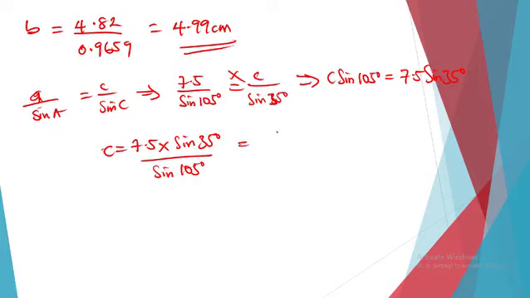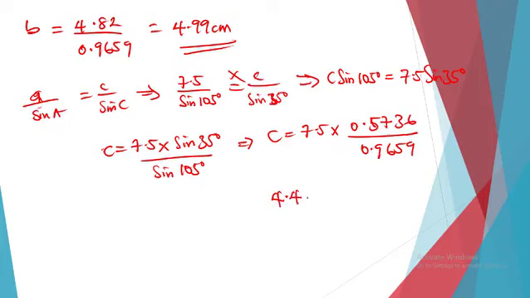That will give us C equal to 7.5 times, what's the value of sine 35 degrees? We have 0.5736 all over sine 105, which is 0.9659. If you multiply and divide, you have your answer to be 4.45 centimeters.